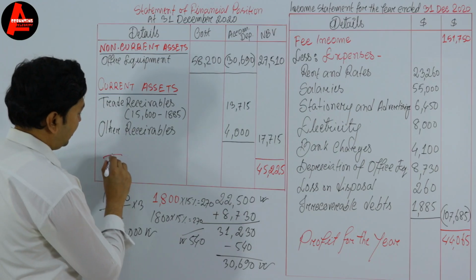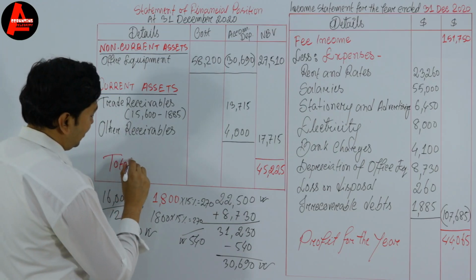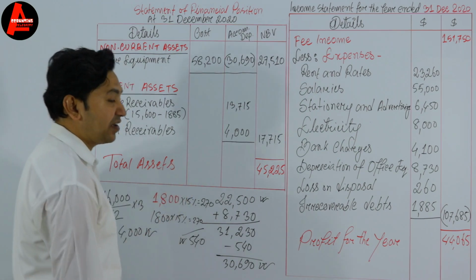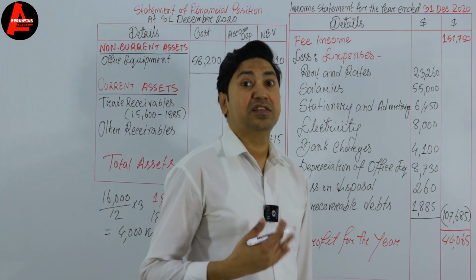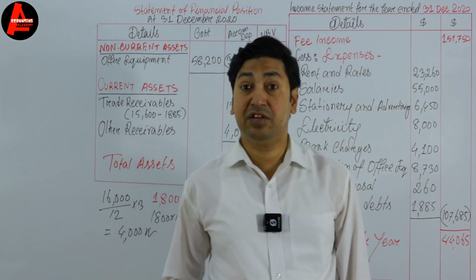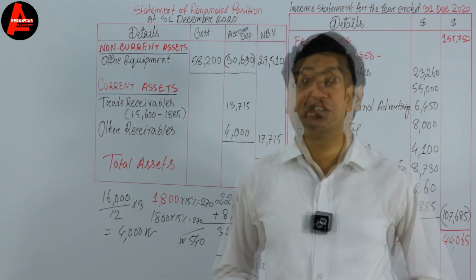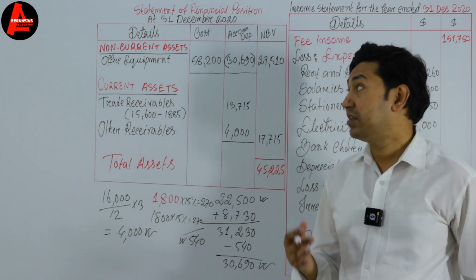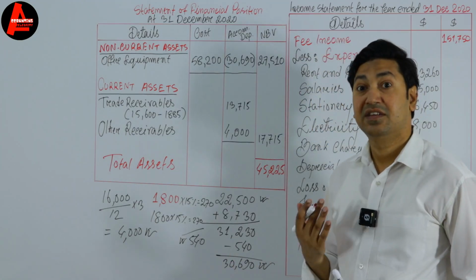We will write here total assets. Okay, then what is the continuation? Then we'll write current liabilities, non-current liabilities, capital and other reserves, equities. So this is how you have to prepare the statement of financial position, the assets section.